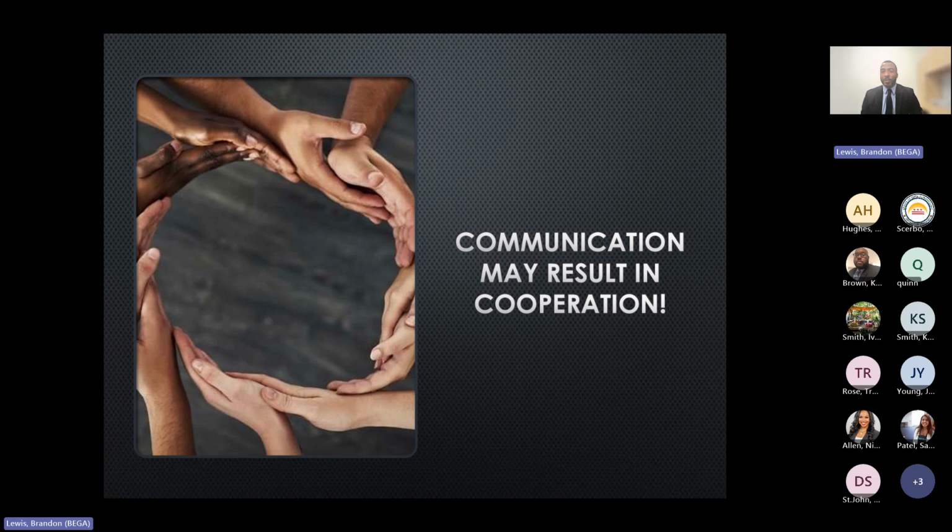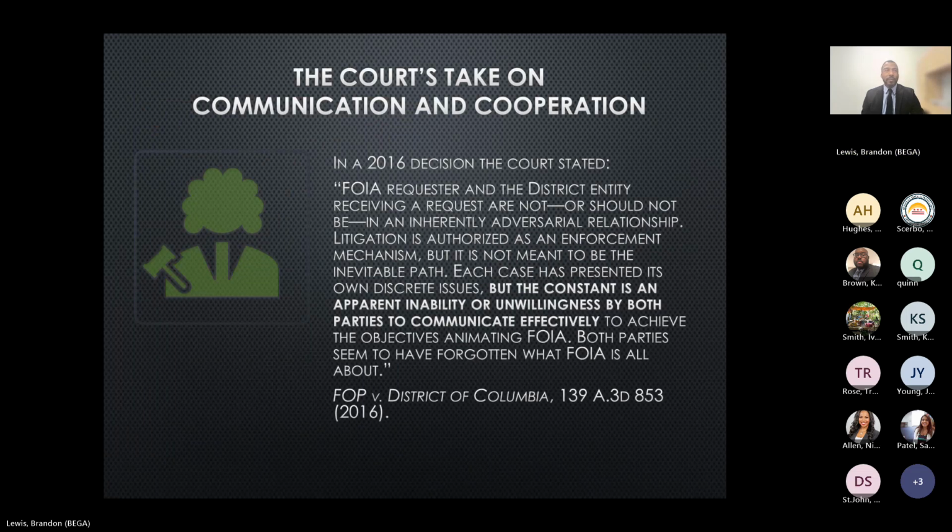Okay. Communication may result in cooperation. In the 2016 decision, the court said that a FOIA requester and the district entity receiving a request are not, or should not be, in an inherently adversarial relationship. Litigation is authorized as an enforcement mechanism, but it is not meant to be the inevitable path. Each case has presented its own discrete issues, but the constant is an apparent inability or unwillingness by both parties to communicate effectively to achieve the objectives animating FOIA. Both parties seem to have forgotten what FOIA is all about.